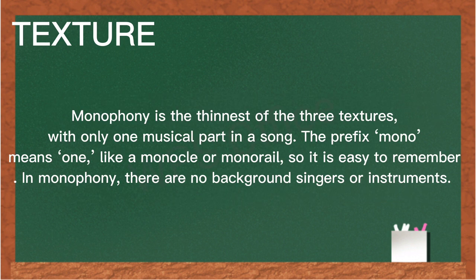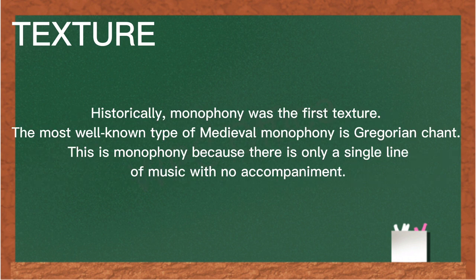Monophony is the thinnest of the 3 textures, with only 1 musical part in a song. The prefix mono means one, like a monocle or monorail, so it is easy to remember. In monophony, there are no background singers or instruments. Historically, monophony was the first texture.